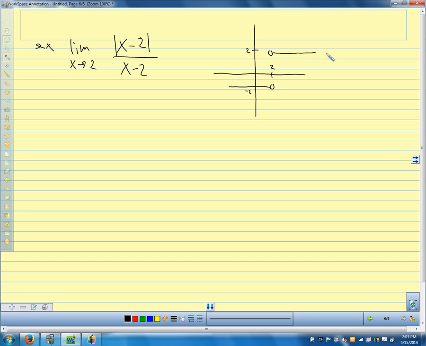So the limit from the right, as we're coming along this way, is positive 2. Our function is positive 2, positive 2, positive 2. From the left, our limit is negative 2. Our function stays at negative 2. So the limit from the right does not equal the limit from the left. So our limit does not exist, and we can write DNE, does not exist. Because the limit from the left is not the same as the limit from the right, the limit doesn't exist.